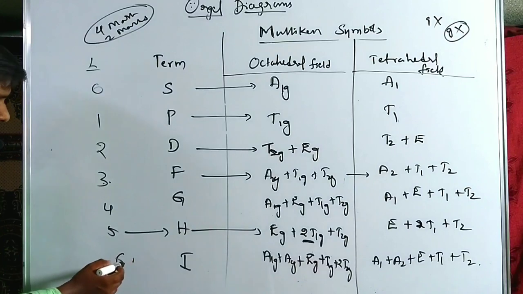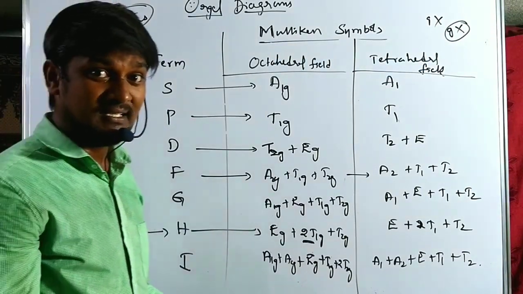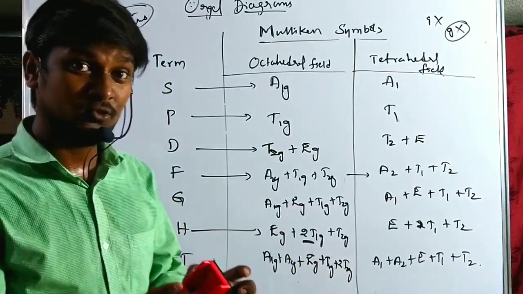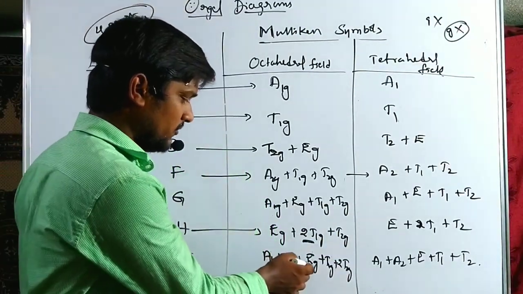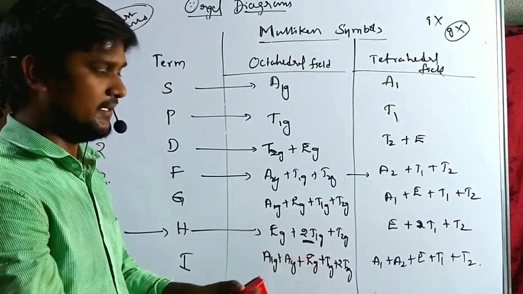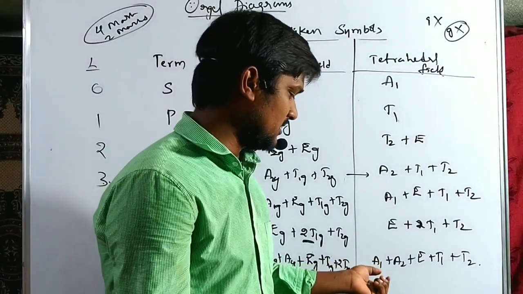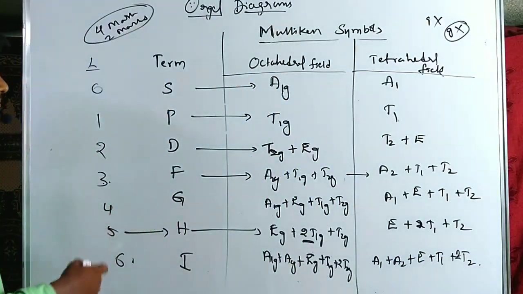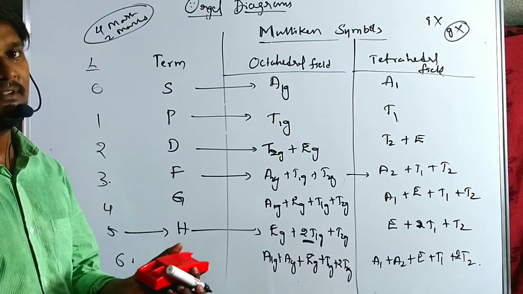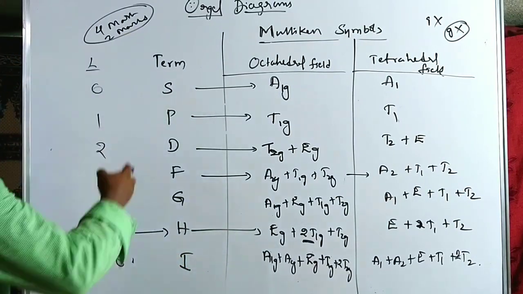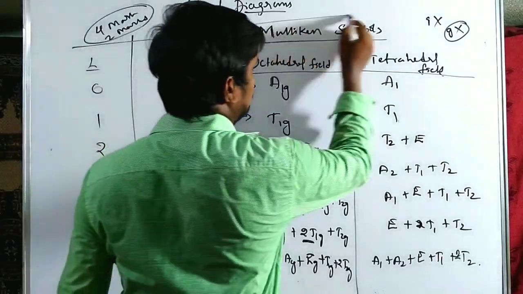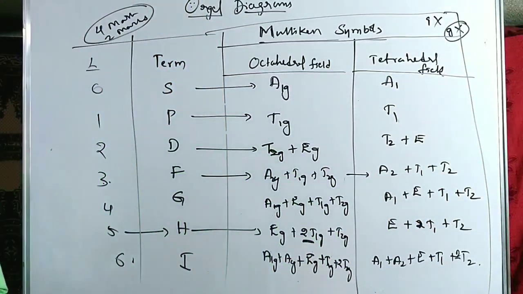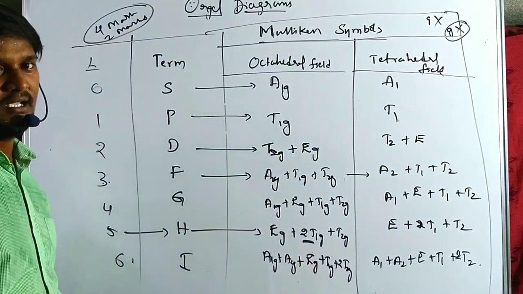Finally, L equal to 6 is the I term. Here we get several types: A1g, A2g, Eg, T1g plus 2T2g plus 2T2g. The term is further split into lines. In tetrahedral it is A1, A2, E, T1, 2T2, 2T2. These are the Mulliken symbols for spectroscopic terms regarding Orgel diagrams. Take a screenshot, and then I will go through the further content of Orgel diagrams.